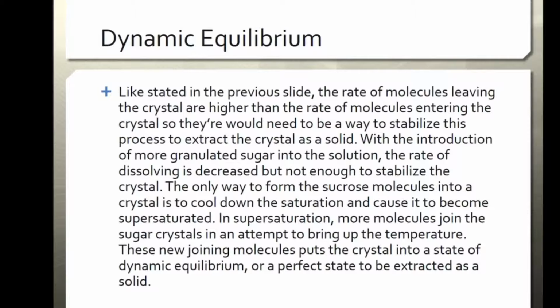The only way to form the sucrose molecules into a crystal is to cool down the saturation and cause it to become supersaturated. In supersaturation, more molecules join the sugar crystal in an attempt to bring up the temperature. These new joining molecules put the crystal into a state of dynamic equilibrium, or perfect state to be extracted as a solid.